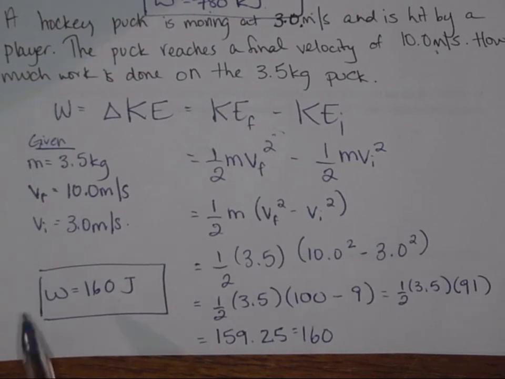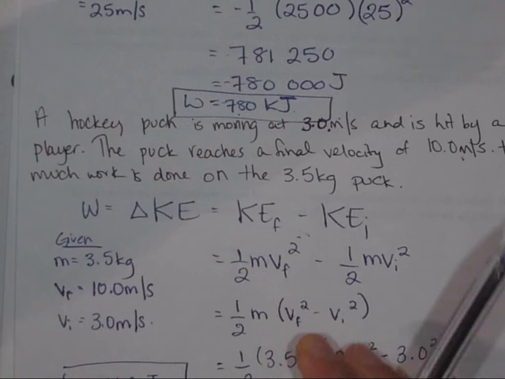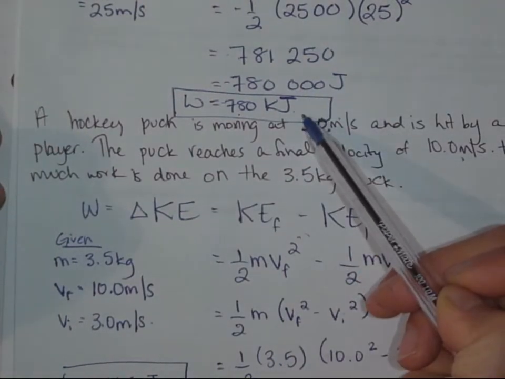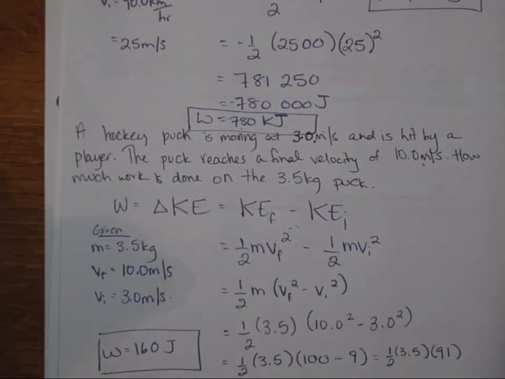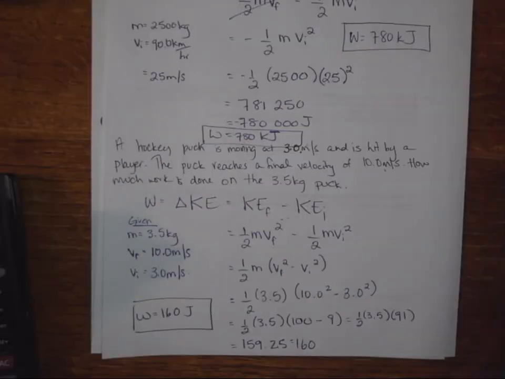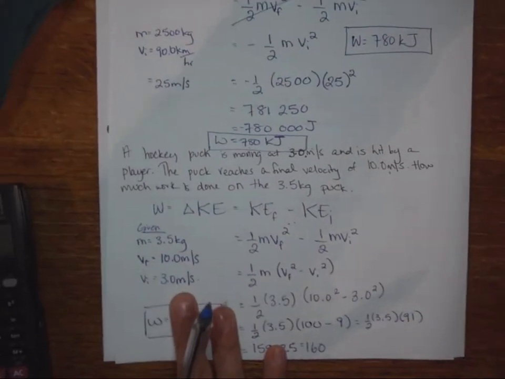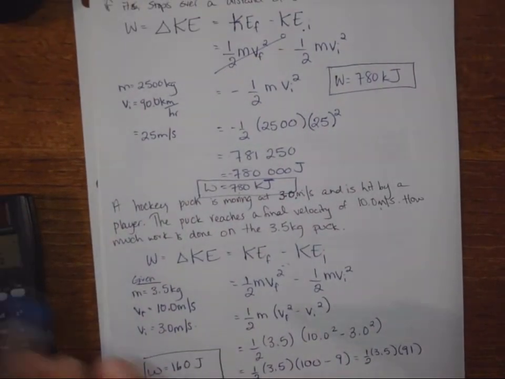So in this case, we were using a scenario in which something was speeding up. In the prior one, we were looking at a scenario in which the work being done on the object was forcing it to slow down. Either way, in both cases, there was a change in the kinetic energy, or in other words, a change in the speed of the object.